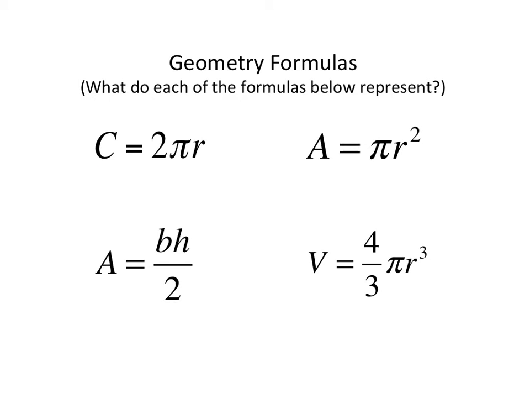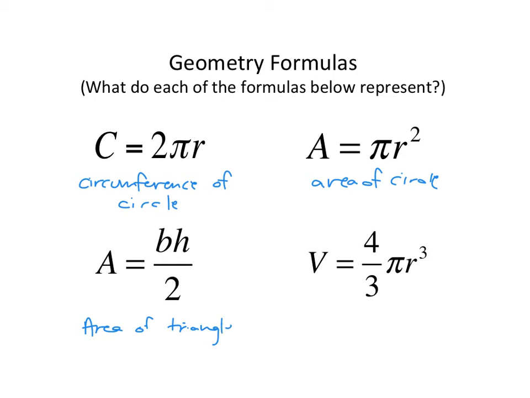Here are some other formulas that come up in geometry. I want you to just pause for a moment and see if you can think and recognize what these formulas represent. All right, unpausing, this ends up being the circumference of a circle. This one is the area of a circle. This is the area of a triangle. And this one is the volume of a sphere.